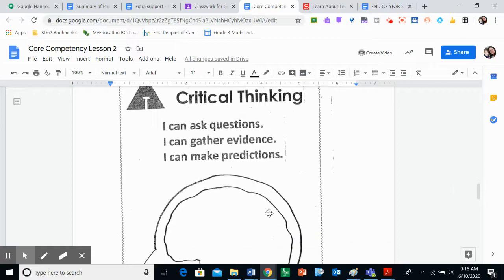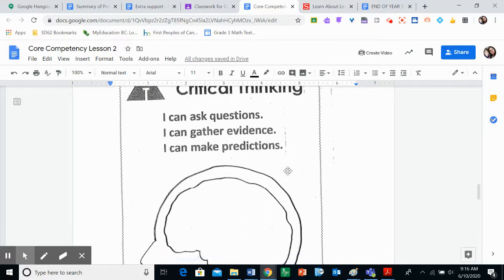So today we're actually looking at critical thinking, so how we can think critically. I can ask questions, I can gather evidence, I can make predictions. So it's kind of like using the scientific method, right? You're asking questions, you're gathering information, and then you're making guesses based on what you know.